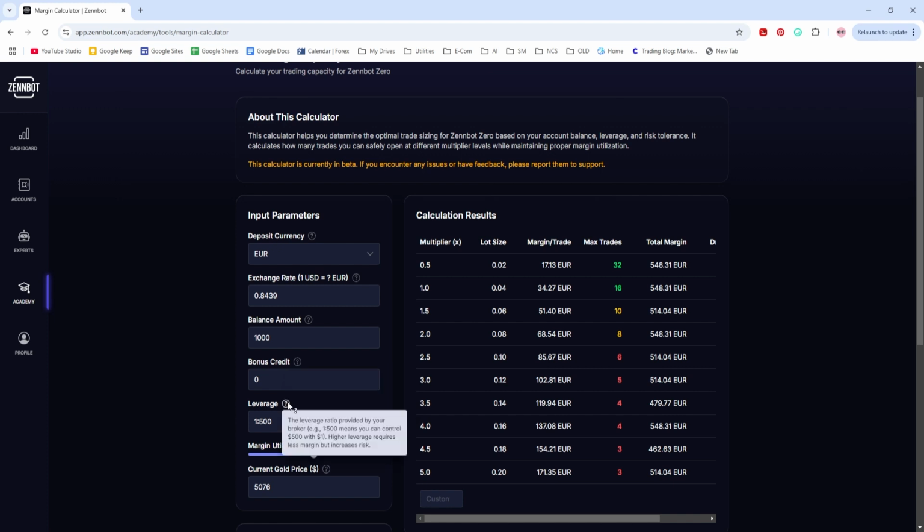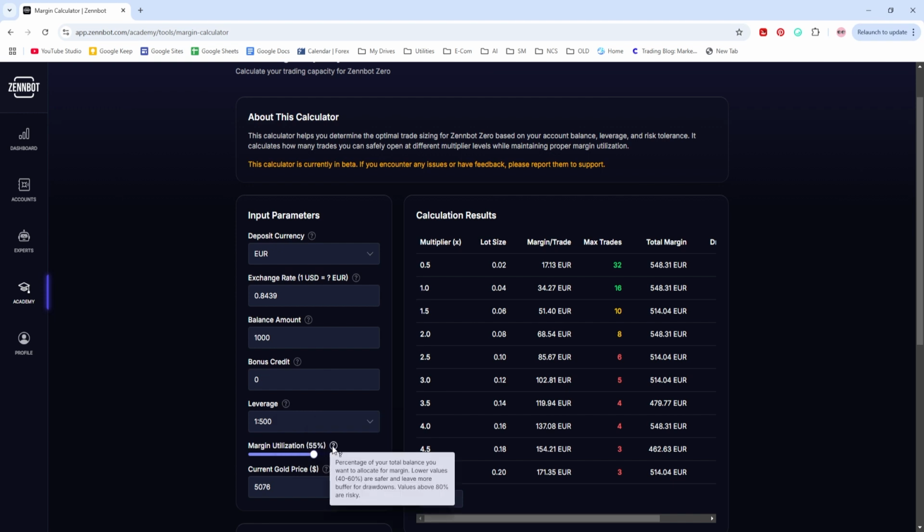And this is the leverage, which is pretty much self-explanatory. The margin utilization basically means how much money of your account size you are gonna use for margin per trade. As you can see, it suggests that values above 80% are risky, while 40 to 60% are considered safe, leaving more room for a buffer. And what we are looking at right here is the current gold price. Again, we can adjust it, but I would suggest you keep it at the current gold price.